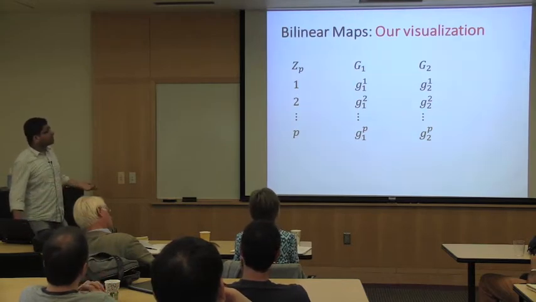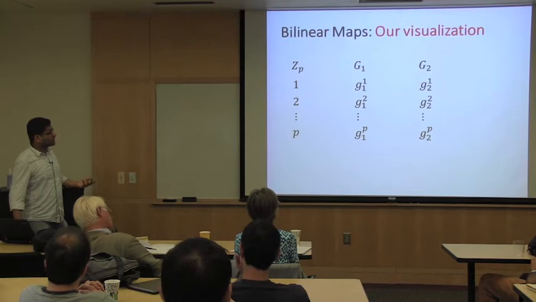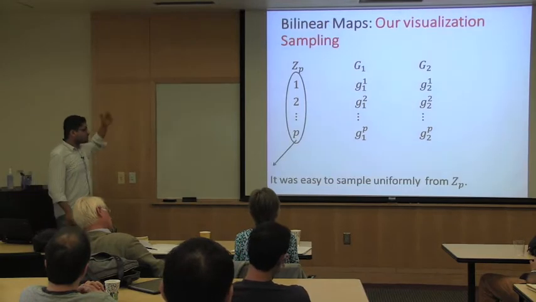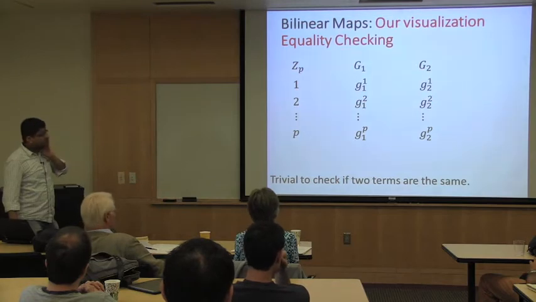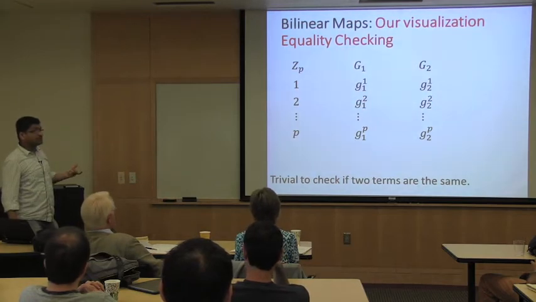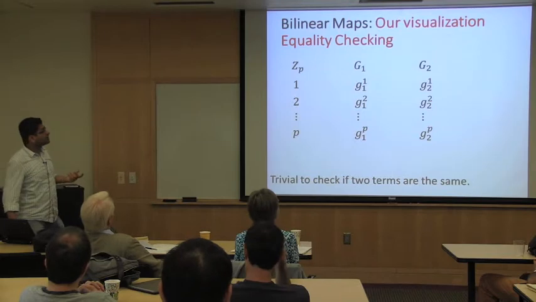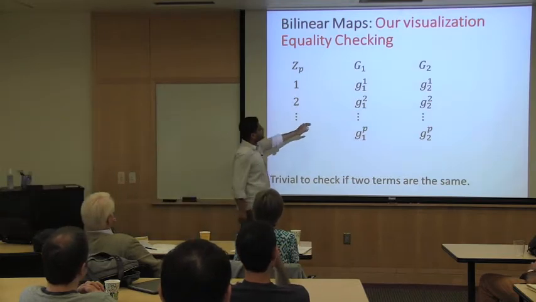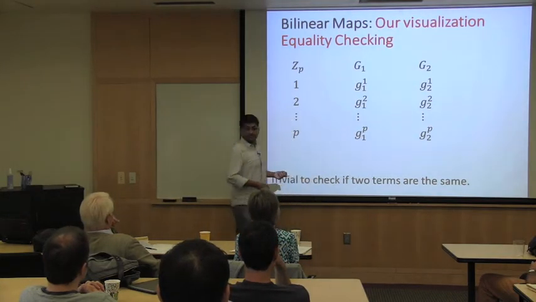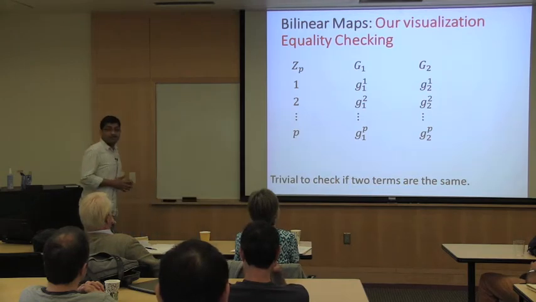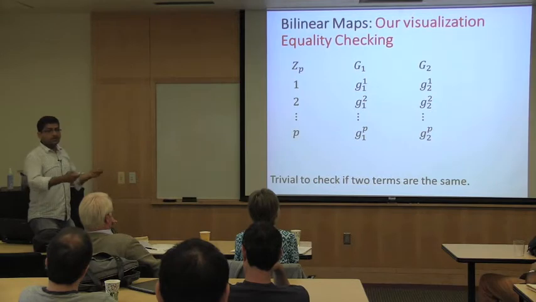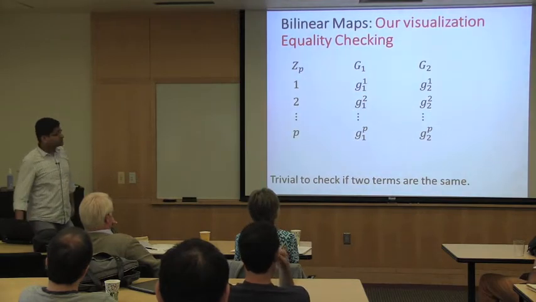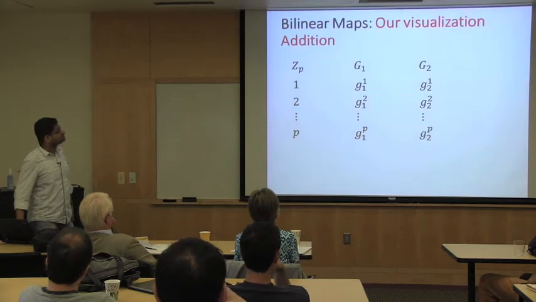Okay, so there are certain properties in the setting of bilinear maps which we take for granted. For example, you can sample uniformly from ZP. Another property is you can check if two values are equal because each element is represented in just one way. So if I look at g1 to the 1, there's only one unique representation for this element, so you can check efficiently by looking at the bits. If I give you the same element twice, you can just compare bit by bit, and then you can say that these two representations correspond to the same element.